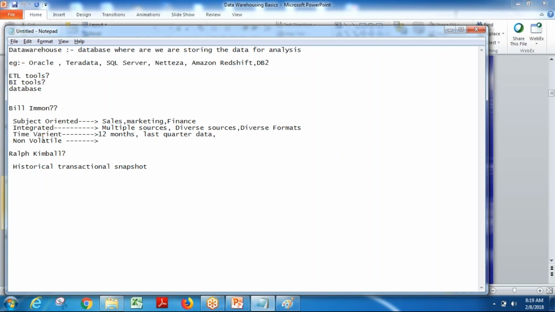These guys are basically the scientists of the data warehouse, and Bill Inmon is referred to as the father of data warehouse because he proposed the data warehousing system. So this is a simple definition for a typical data warehousing. Any questions so far?